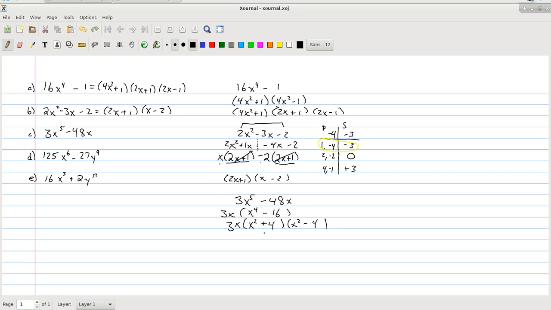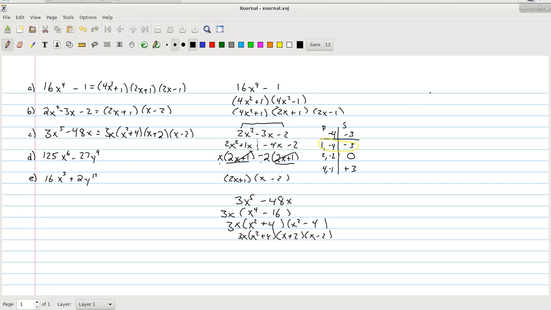Now x squared plus 4 is a sum of squares. That won't factor any further, so we can just leave it as is. But this x squared minus 4 is another difference of squares, so we can factor this again. X squared is x times x. Negative 4 is positive 2 times negative 2. We've now factored this one completely. So we can write this as 3x times x squared plus 4 times x plus 2 times x minus 2.